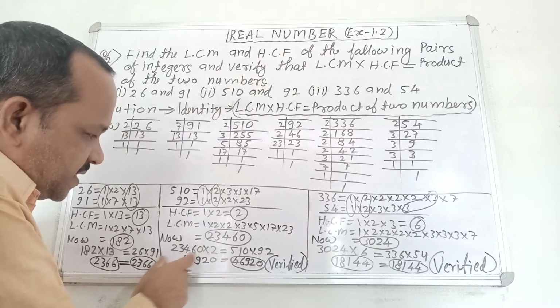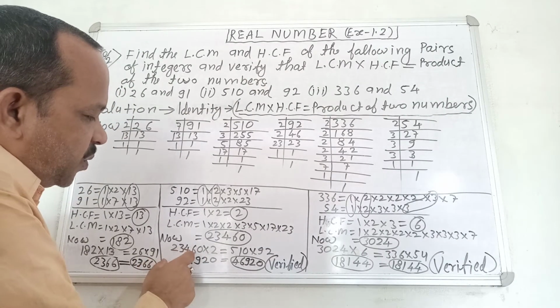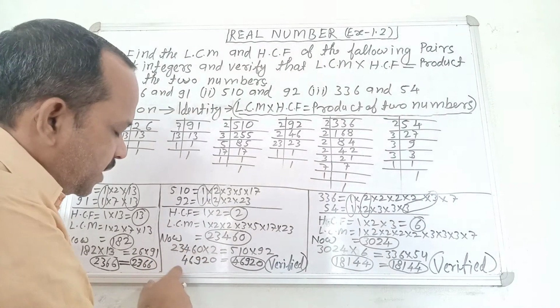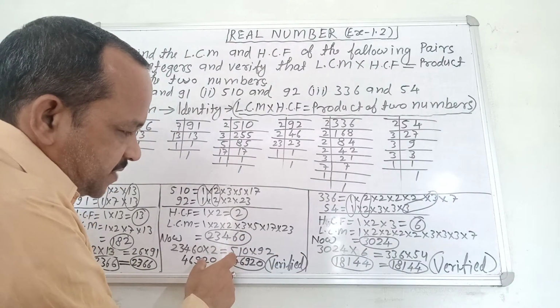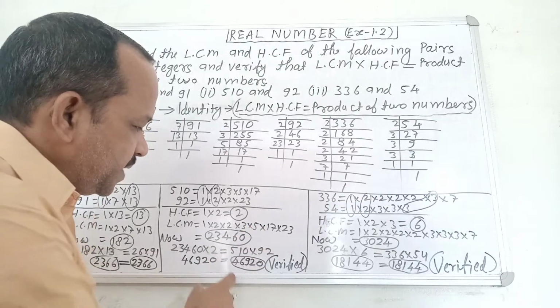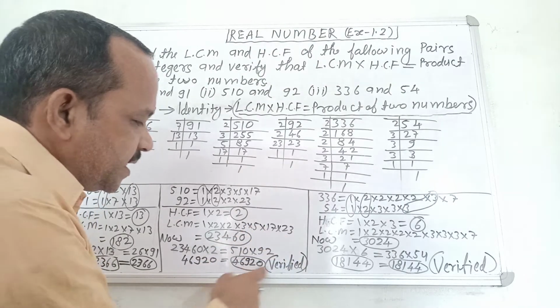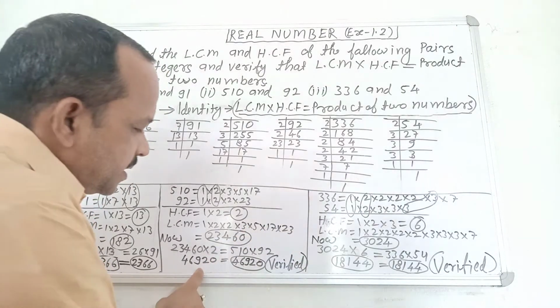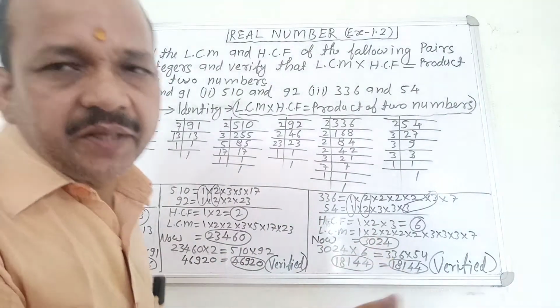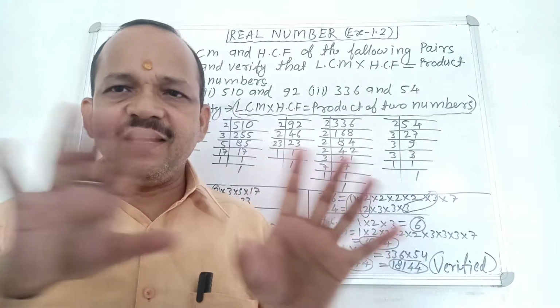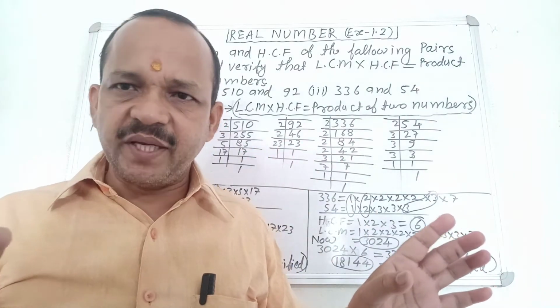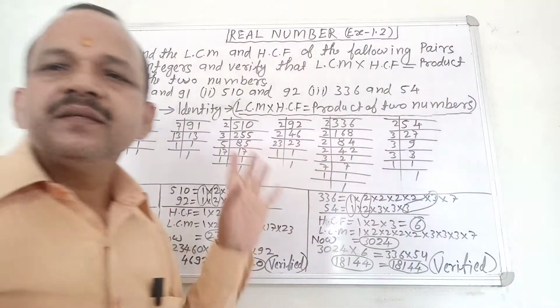The multiplication of 23,460 and 2 becomes 46,920. The multiplication of 510 and 92 becomes 46,920. It means left side equal to right side. It means your solution is verified. Clear? No confusion? Very good. See the third question.